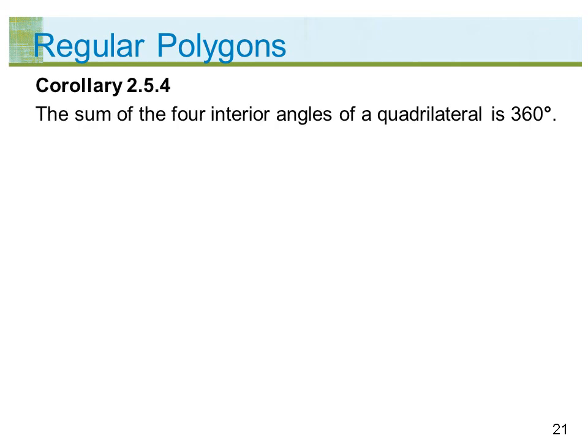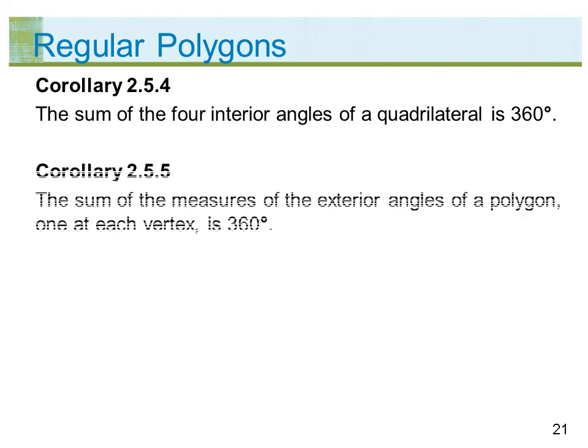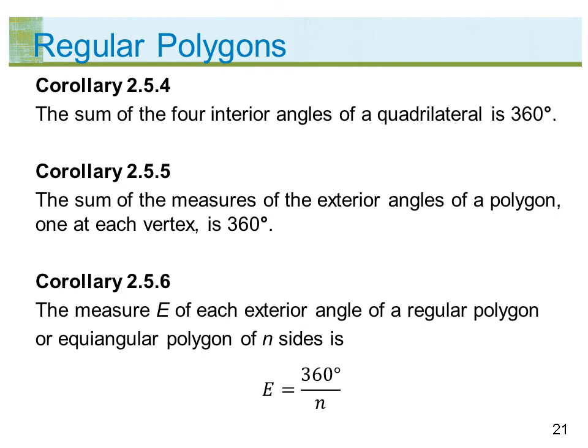Corollary 2.5.4. The sum of the 4 interior angles of a quadrilateral is 360 degrees. Corollary 2.5.5. The sum of the measures of the exterior angles of a polygon, one at each vertex, is 360 degrees. Corollary 2.5.6. The measure E of each exterior angle of a regular polygon or equiangular polygon of n sides is E equals 360 degrees divided by n.